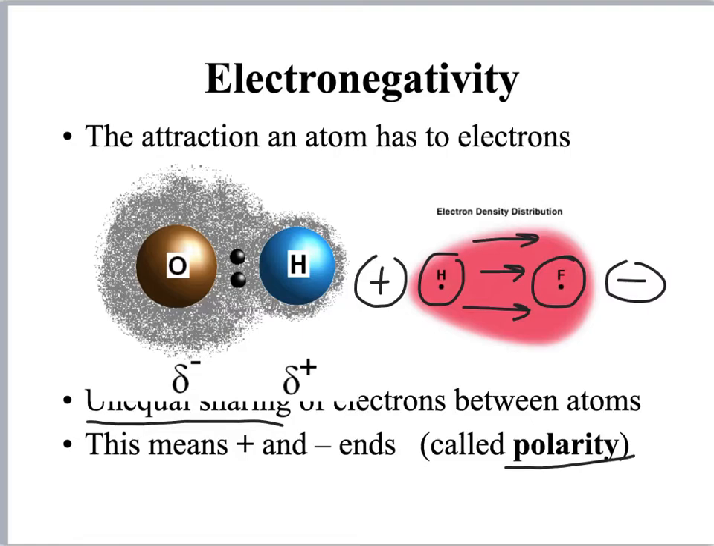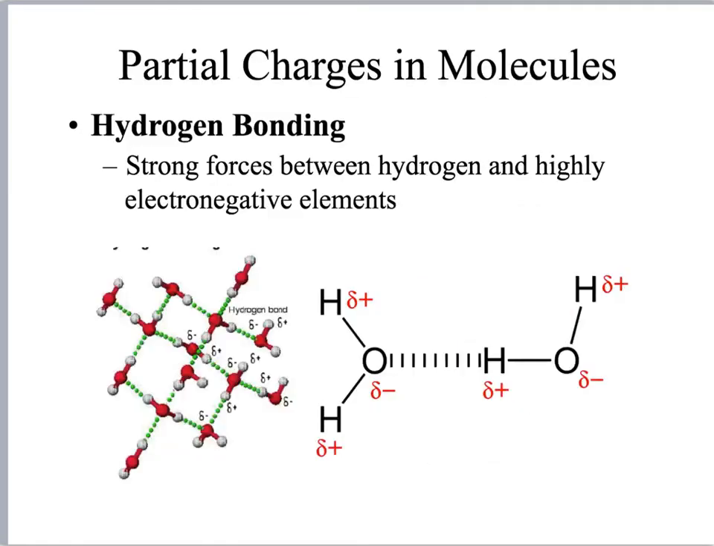That idea of positive and negative sides because of electronegativity is called polarity. And that's going to mean something to us when we look into mixtures and solutions, because of the polarity, things can start sticking together. Specifically, we want to look at a very big polar idea, which is the hydrogen bond.